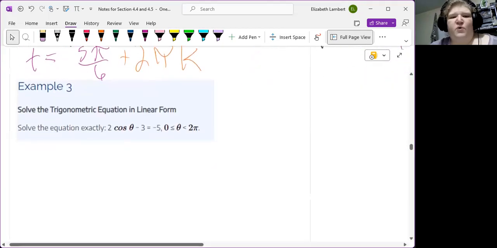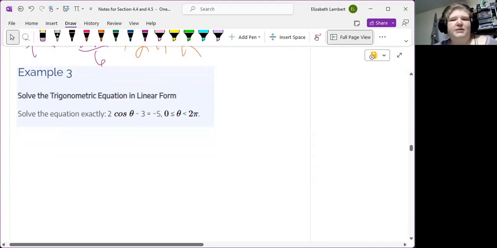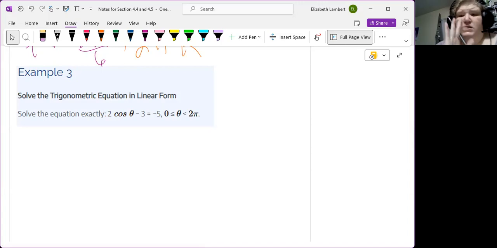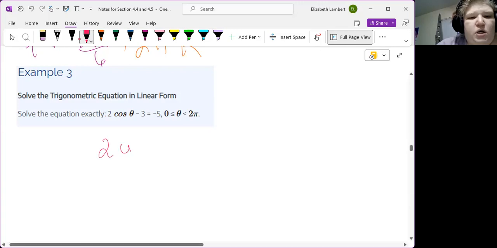All right, one more. So number 3 here, it looks a little weird at first, like, oh, I don't know, that looks freaky. So first, kind of distance yourself from the cosine theta in there and just think of it as ugly. In fact, I'm just going to write u for ugly in place of it. So this is 2 uglies minus 3 equals -5.